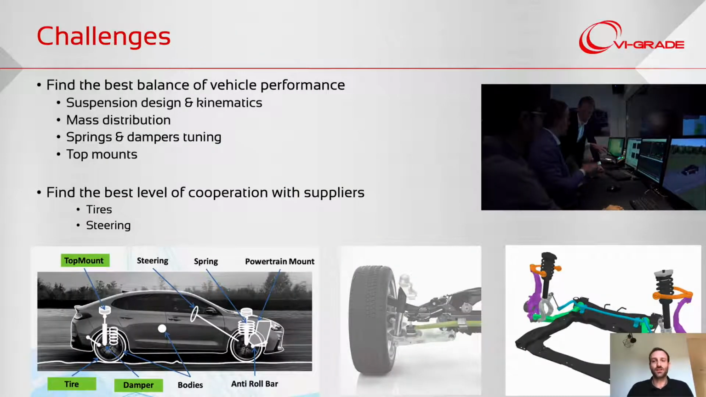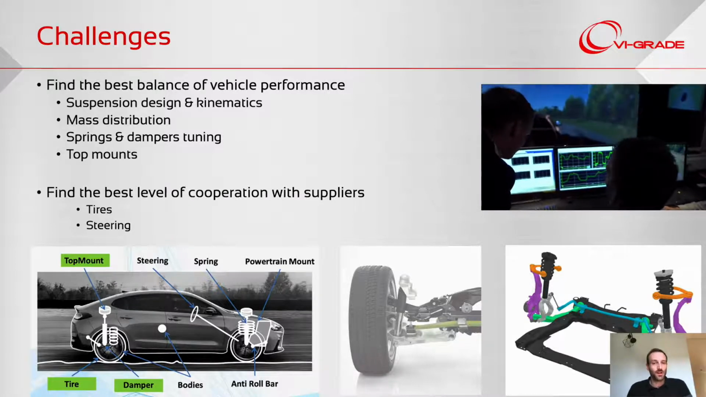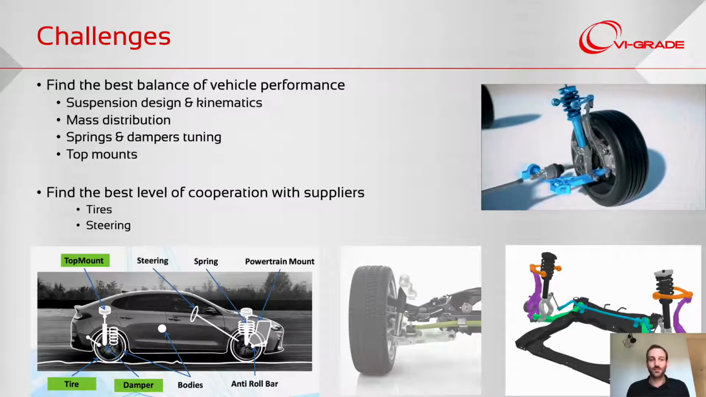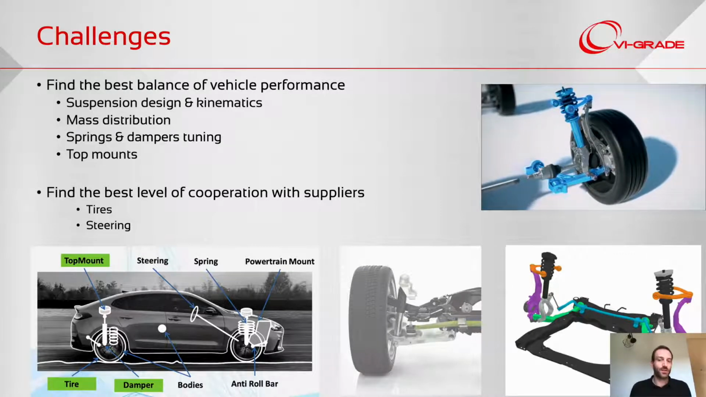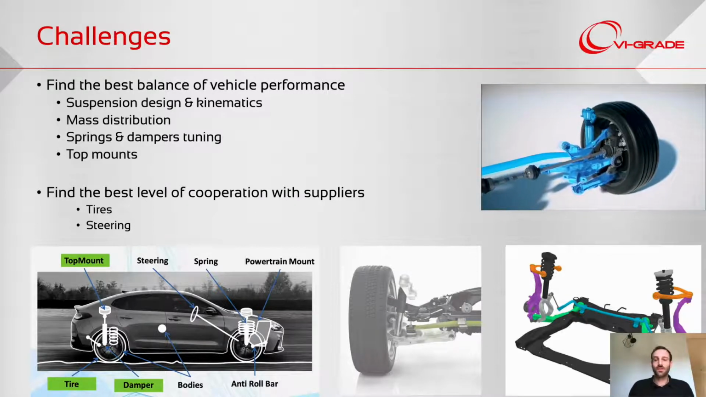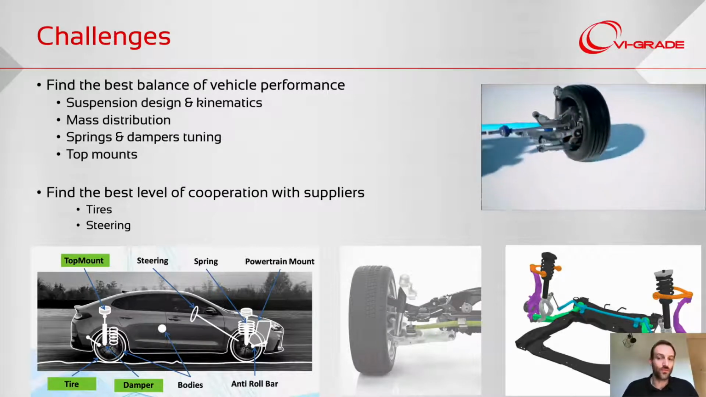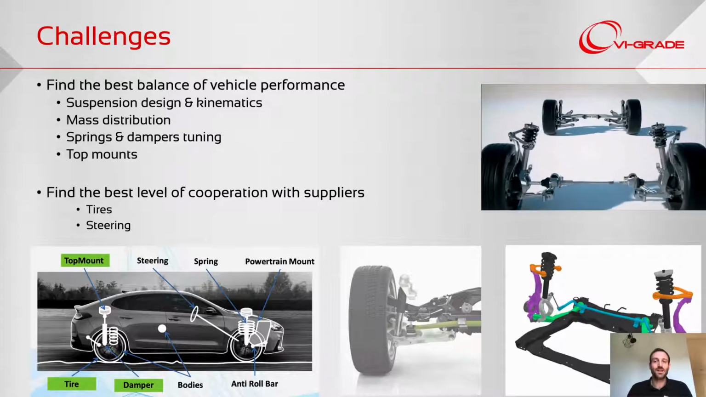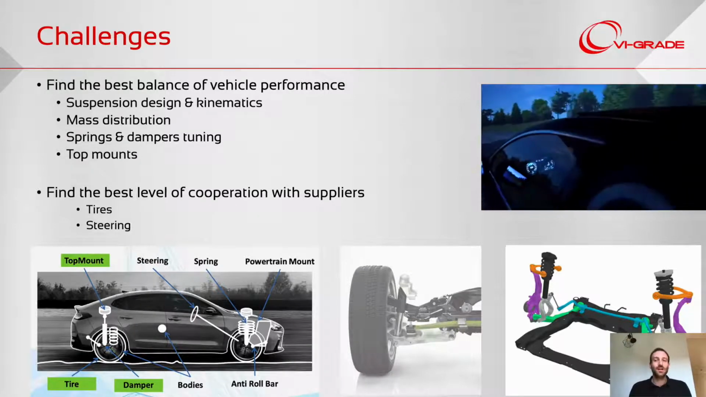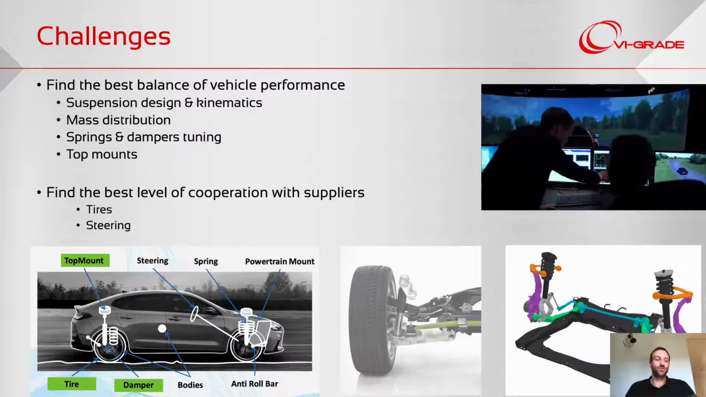So the challenges in ride and handling tuning are to find the best balance of vehicle performance, like suspension design and kinematics, mass distribution, and spring and damper tuning, and we've seen just before the top mount types, as you can see, for example, in this video of Volvo, where designing the kinematics and all the dampers and the chassis balance is key in achieving that performance.